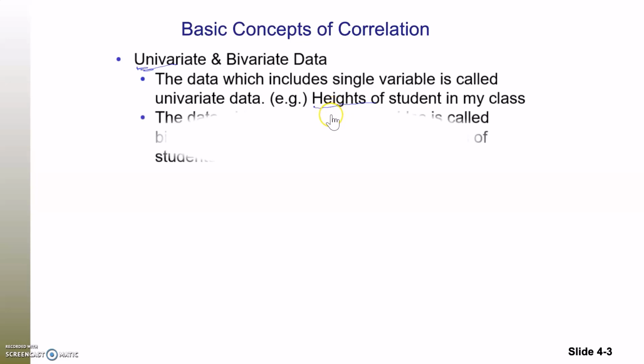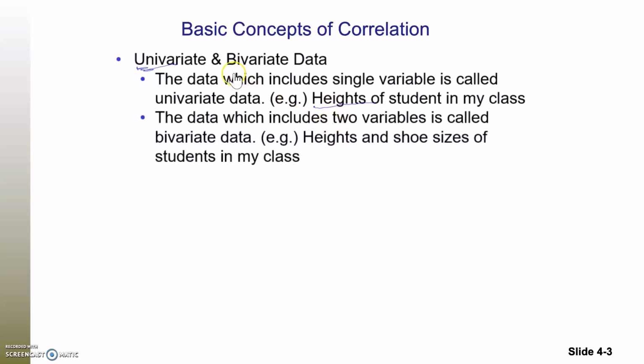On the other hand, we have bivariate data. Look at the word bi, which means two. Uni means one and bi means two. So bivariate data is data which includes two variables. For example, the heights of the students in my class and their corresponding shoe size. In this data I'm talking about two variables: one is height and the other is shoe size. So it's called bivariate data. You should be clear about that.